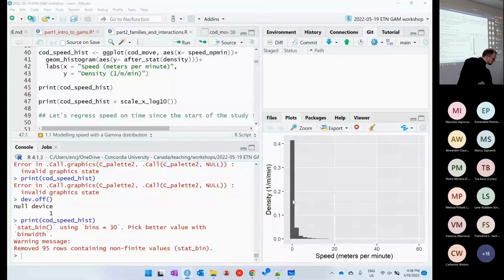And you'll notice this is also characterized by this long tail. You're getting speeds of like 40 up to 60 meters per minute. So this is the kind of classic data that you would not want to use the normal distribution for, at least if we plot against predictors and our residuals looked like this as well, which they probably would. If you try to model this as normally distributed, you're going to, A, predict negative speeds a lot of the time, and B, wildly under-predict these high rates.